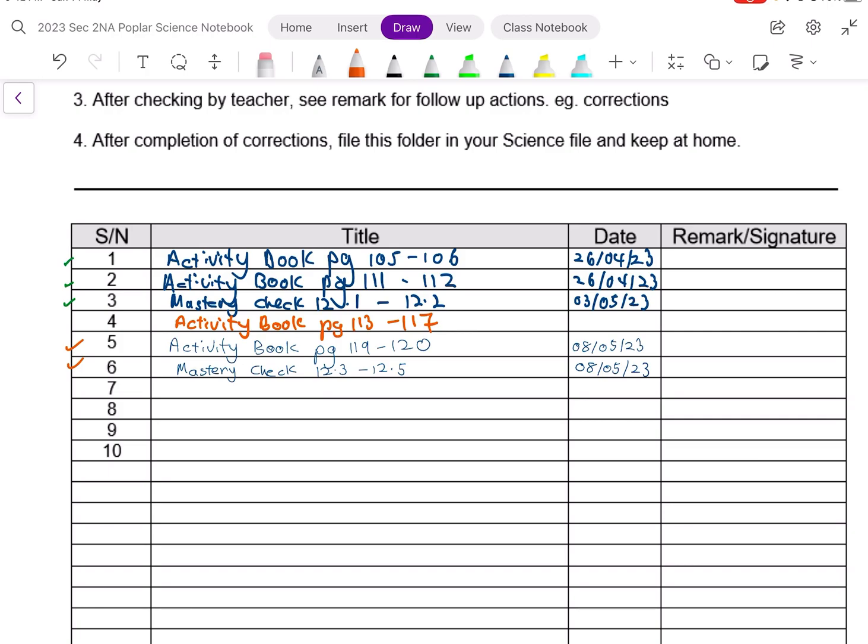Worksheet 7 is actually your activity book, page 131 to 135. Today's date is the 15th of May 23. I believe it's the second last lesson for this term.